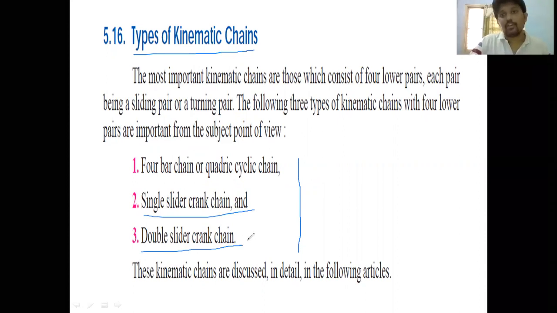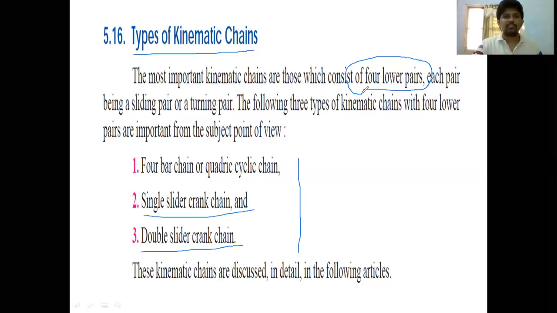In all these, we have four lower pairs. Already we classified these pairs into different types. Usually depending on the contact, we divide them as lower pair and higher pair. Lower pair is something which has surface contact. Higher pair is something which has point or line contact.